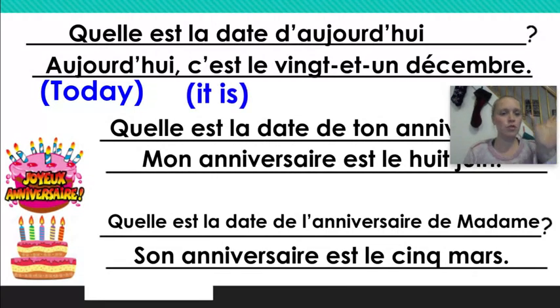Just so you know that aujourd'hui is the word for today, and c'est means it is. So they wouldn't say today is, they would say today, comma, it is. Aujourd'hui, c'est le 21 décembre. Go ahead and pause the video, écrivez les notes, write your notes down for this, and then come back.